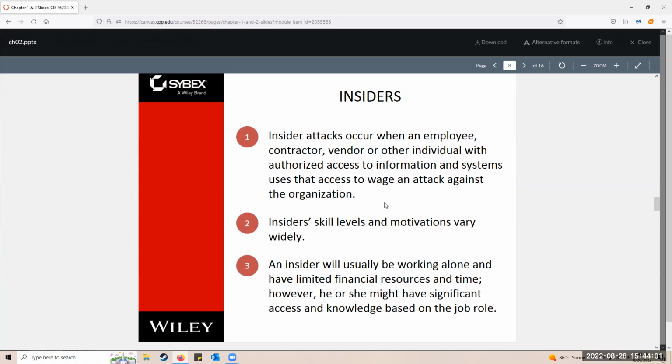But they occur when an employee, contractor, vendor, somebody has a beef with the company and they don't like what they saw or heard or whatever. And they feel like they have to take it upon themselves to do something about it. An insider will usually be working alone and have limited financial resources and time. Keep that in mind. Insiders are easily caught because typically they are not tech savvy like the rest of the IT team. They make mistakes, they're easily identified, and then over the course of time, they're shown the door.